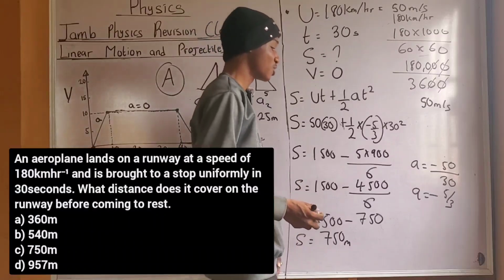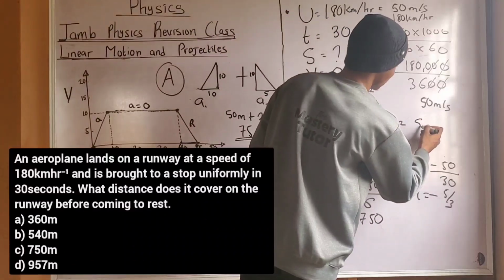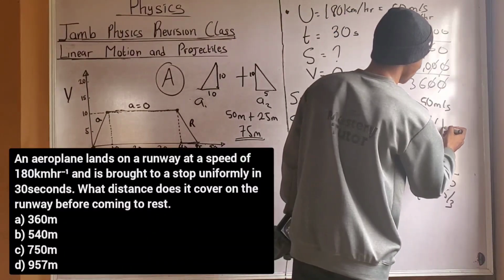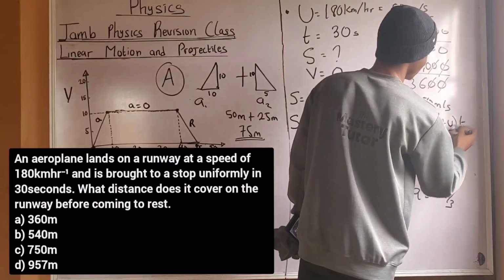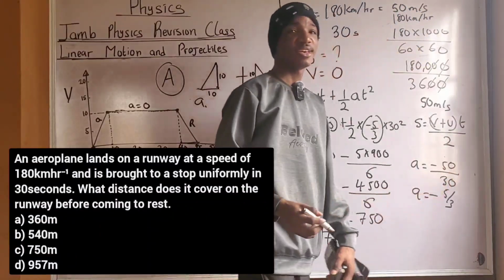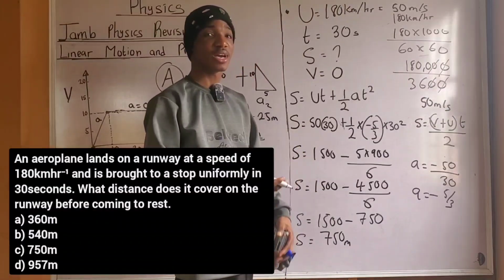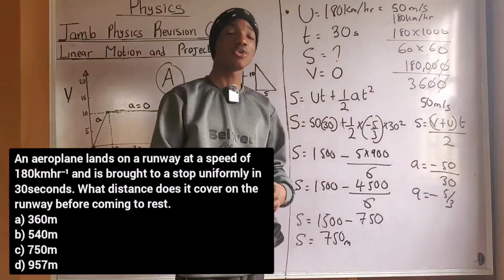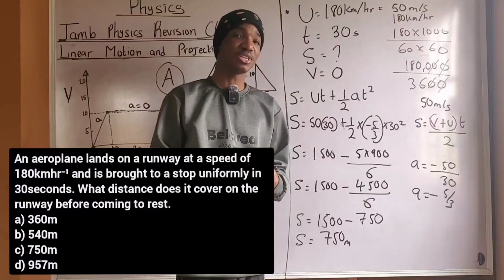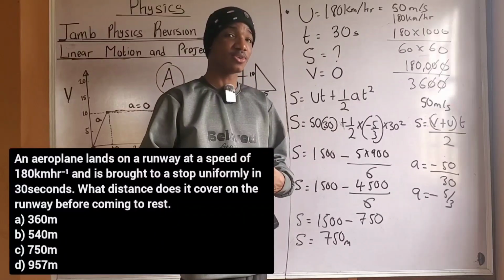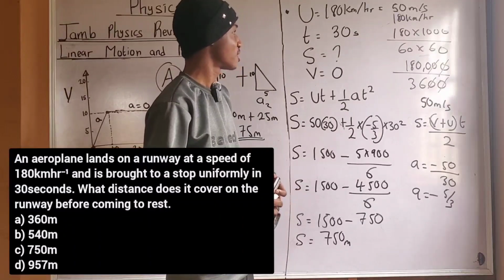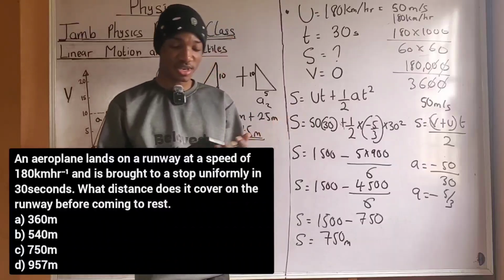And also, you can make use of this formula. S is equal to (V plus U) multiplied by T all over 2, okay? You can make use of this formula if you don't want to use this formula, okay? That is why I said you should master all the 4 equations of motion. That one that I wrote on the board the other time, okay? So let's look at the next question here.